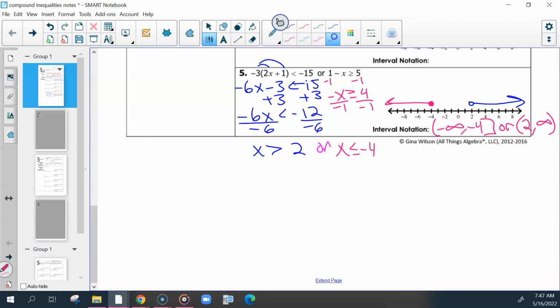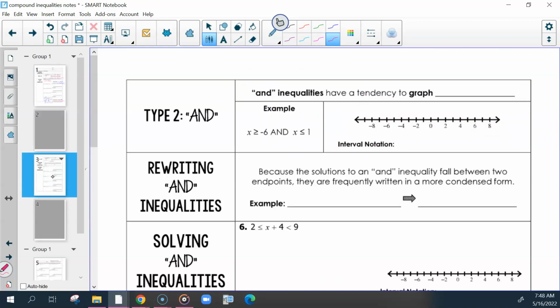Do we have any questions on that one? Before we flip to the next page, are there any others on this page that we want to see or go over? On to the next page.